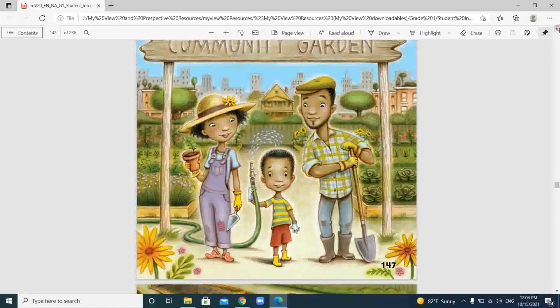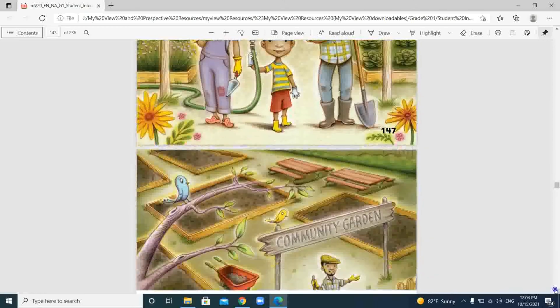Let's look at the characters before we start the story. Who are the characters? We have Jamal, and his dad and mom. Right? So while we're reading, you have to pay attention to what the character says and what he's doing from the pictures. Okay?